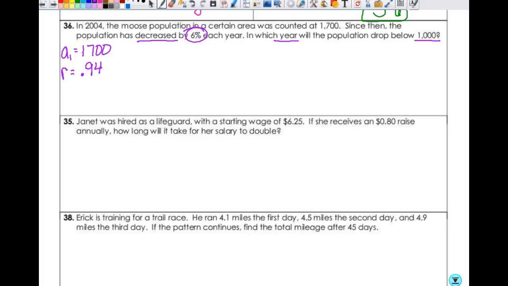I'm looking for N, basically, so I know that 1,000 is kind of my goal here, so AN is equal to 1,000. And then I'm going to figure out how many years it's going to take for that to happen so that I can then take care of that 2004. Because whatever N gives me is not going to be my answer in the end. So AN is 1,000. That's equal to, and this is geometric, right? Because it's going to be decreasing that way. So I've got 1,700 times R, which is 0.94, to the N minus 1 power.